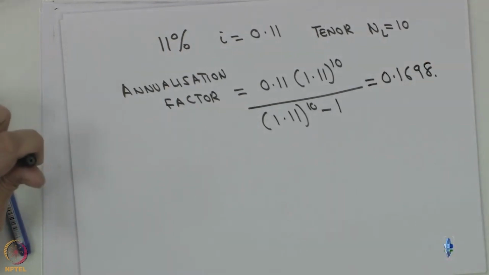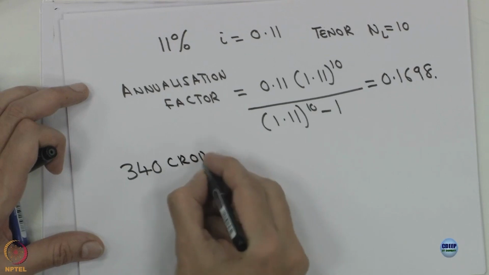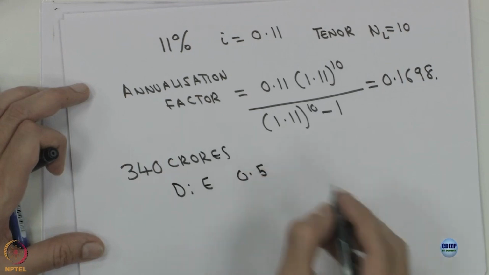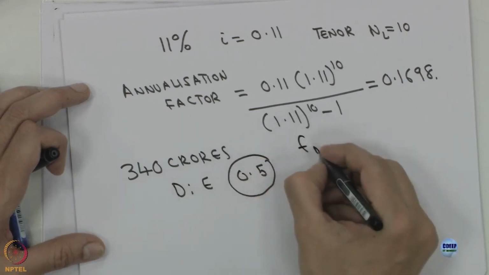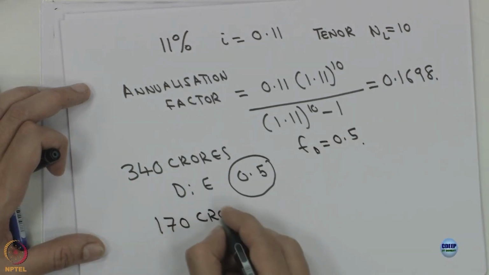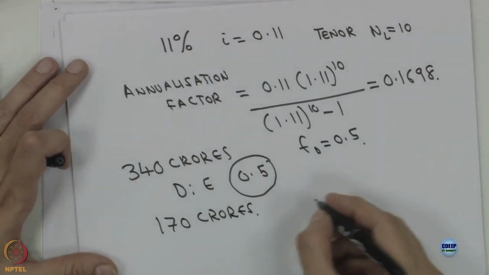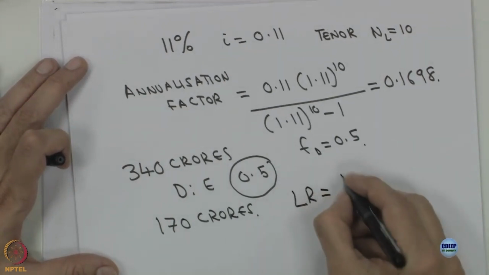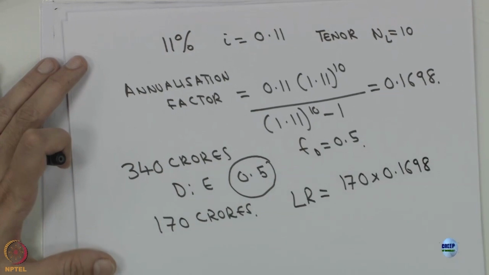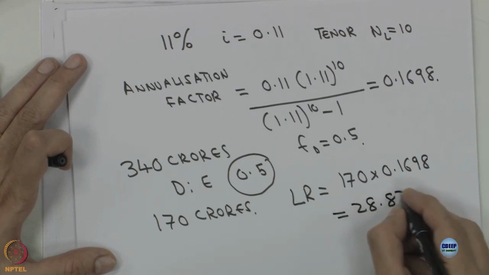Now let's look at the first case where we have 340 crores and the debt equity ratio is 0.5. So the fraction of debt is 0.5, which means the total loan that we take is 170 crores. If we are taking a loan of 170 crores, how much will we be repaying annually? Annual loan repayment is 170 into 0.1698, and you can calculate this. This comes out to be 28.87 crores.